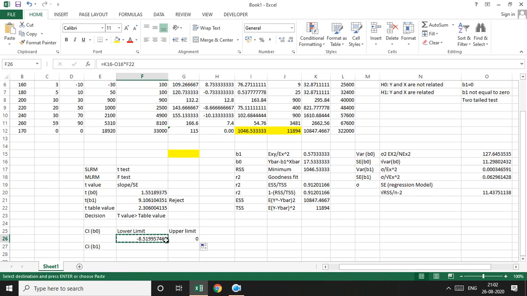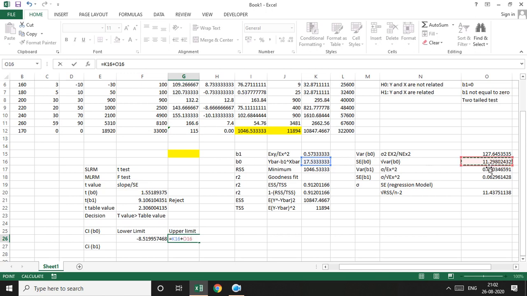We do the same thing for the upper limit: this is beta 0 plus the standard error into the t value. So if your value lies in between minus 8.519 and 43.585, you can make a decision on the basis of these limits.